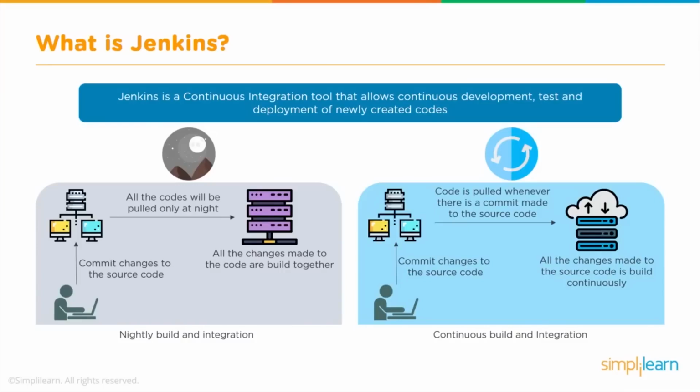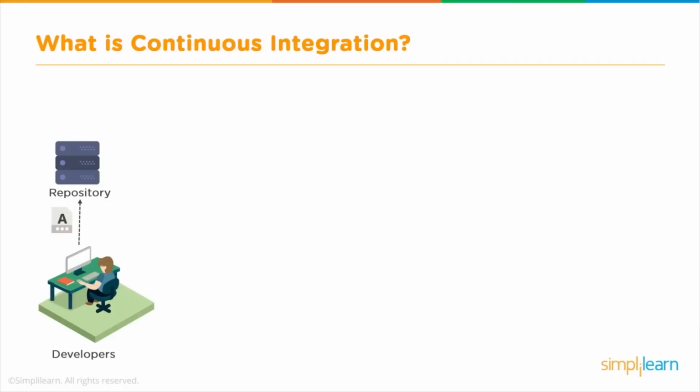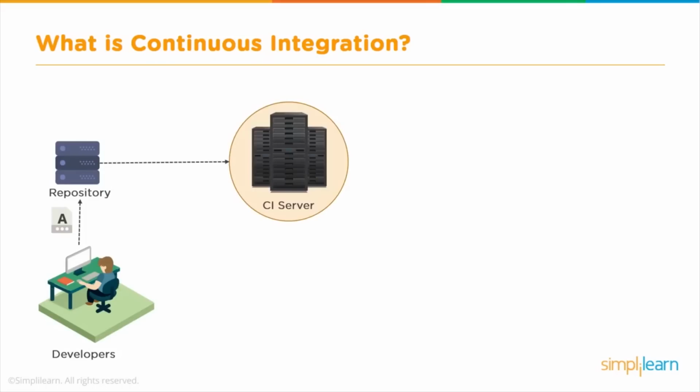This is the power that Jenkins provides in continuous integration. So let's dig deeper into continuous integration. The concept of continuous integration is that as a developer, you're able to pull from a repository the code that you're working on, and then at any time submit the code that you're working on into a continuous integration server.